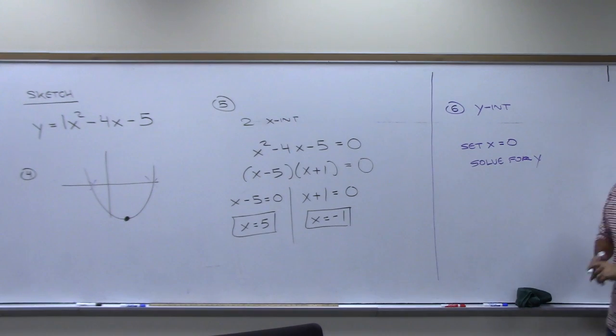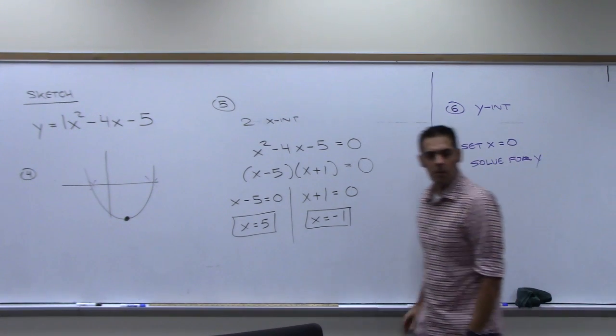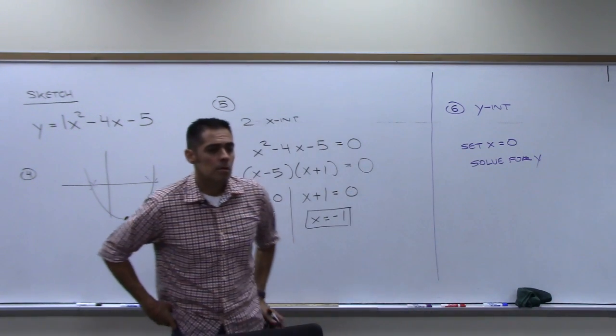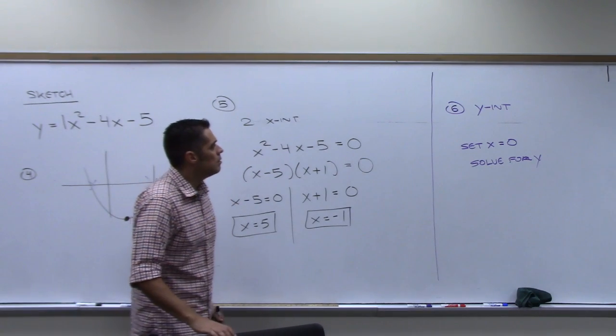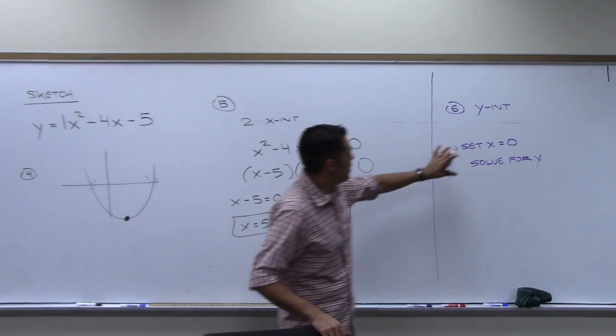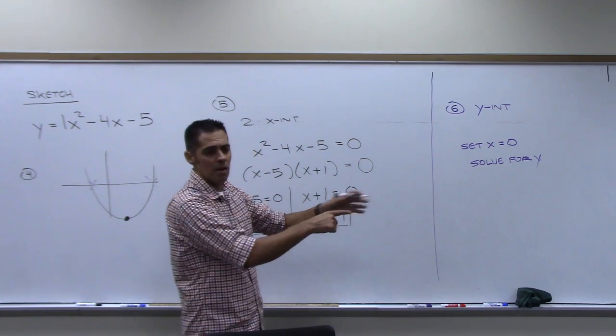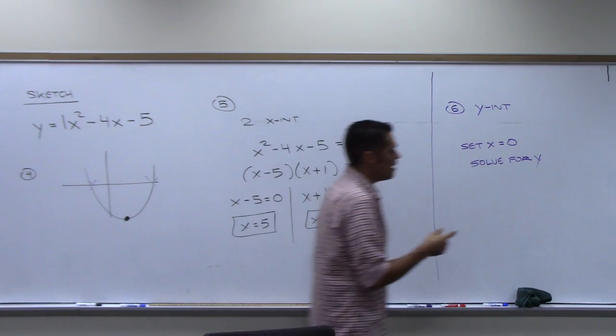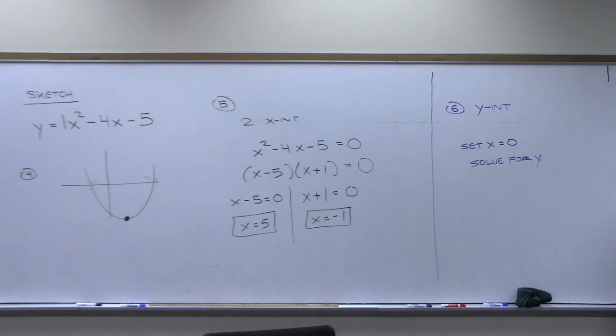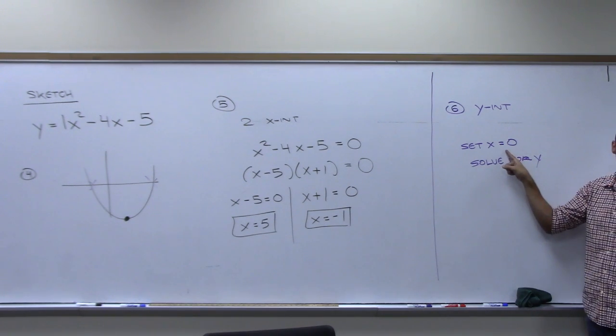How would you do that if you use the quadratic formula? For the y-intercept? Wait, are we talking about this or this? Oh, for the y, you would never use the quadratic formula, because for the quadratic formula, what you've done is replace the y with 0. To get the y-intercept, we don't replace y with 0, we replace x with 0.